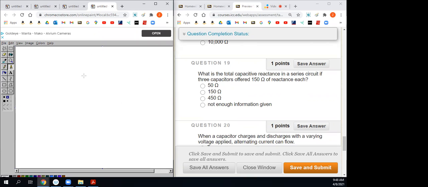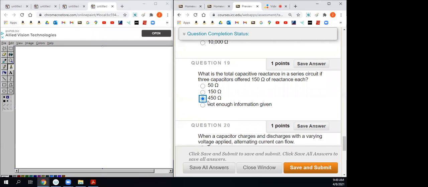Yeah, that's another one you can overthink, right? 3 capacitors have 150 ohms of reactance each. Well, ohms is the key word, right? If you see ohms, you're saying, oh, that acts just like a resistor. Resistors in series, you just add them up.